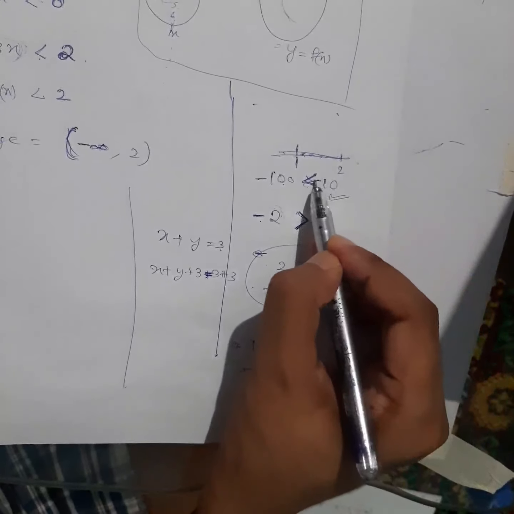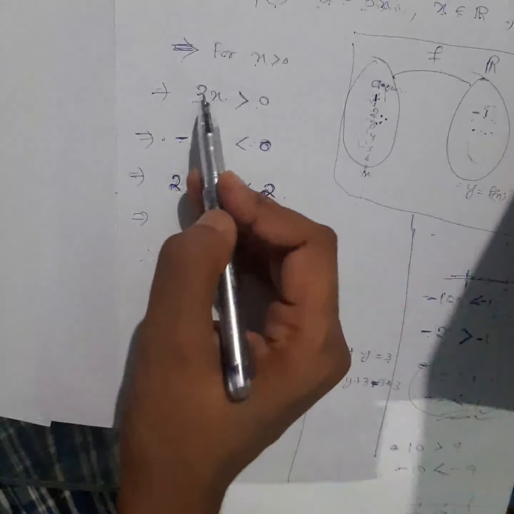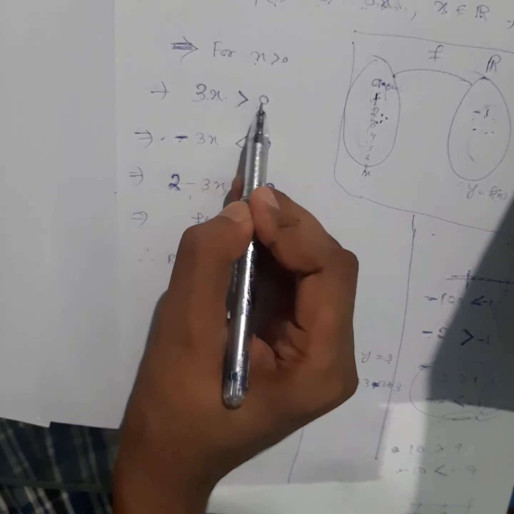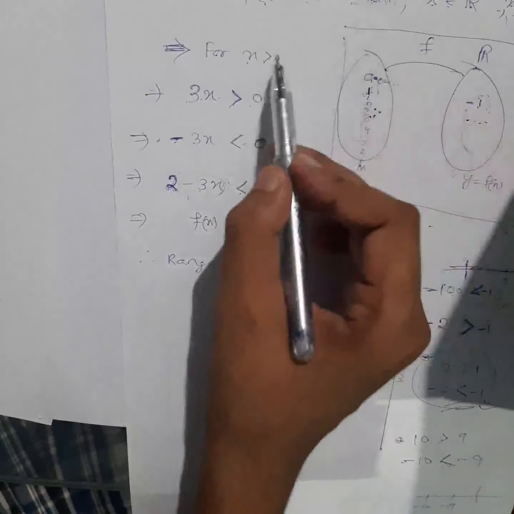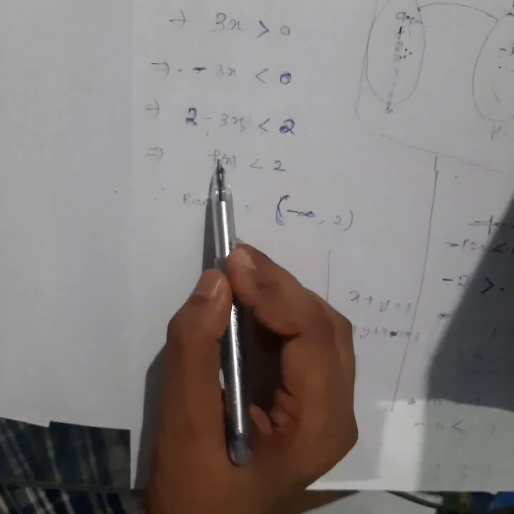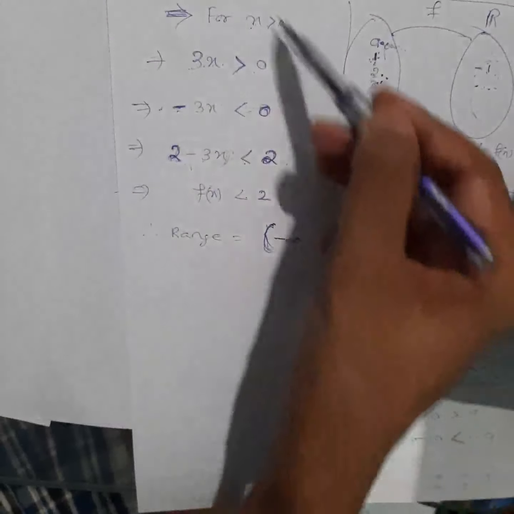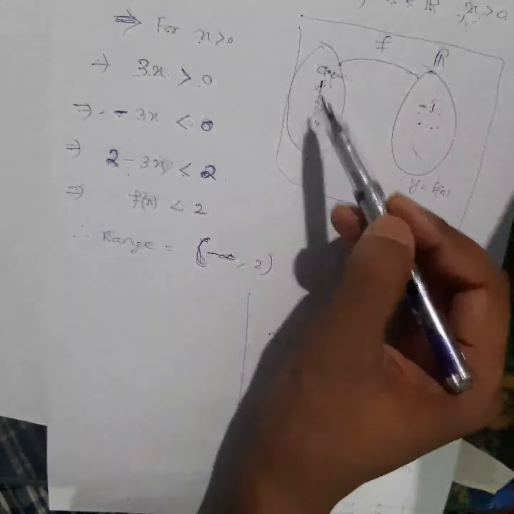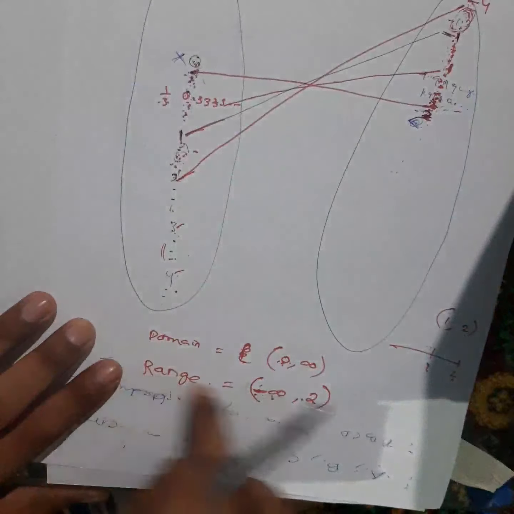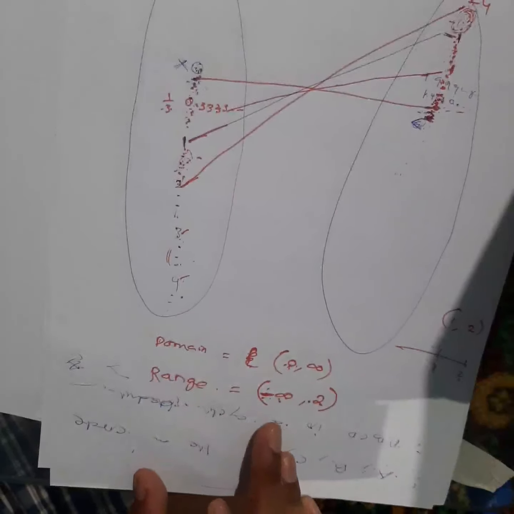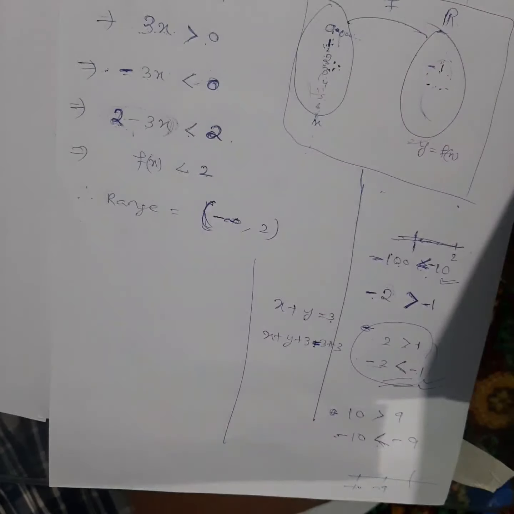So when you try to balance in this inequality, 3x, I know it's greater than 0, right? For all x greater than 0. So when I put minus on both sides, why am I putting minus? Because I want to find out, when x is greater than 0, what kind of value f(x) will be. If you find this weird, you can simply draw a diagram like this, the one I have drawn, and directly after that you can write down the range. You will get the same marks for that also. So this will be your answer.